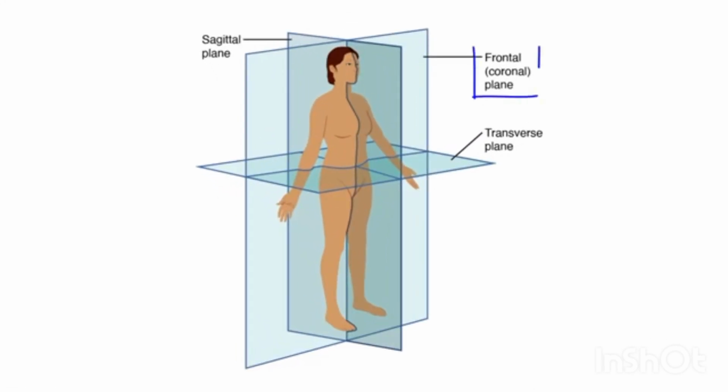The frontal plane cuts the body into front and back halves and helps describe side-to-side movements. The transverse plane cuts the body into top and bottom halves and helps describe twisting movements. And finally, the sagittal plane cuts the body into left and right halves and helps describe forward and backward movements. You will also hear these terms throughout this course in reference to movements and body imaging.